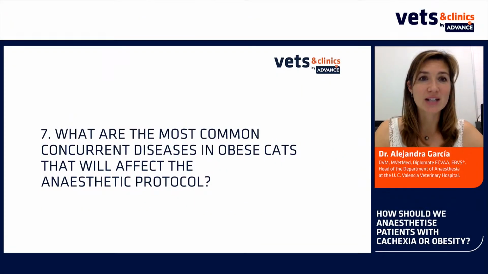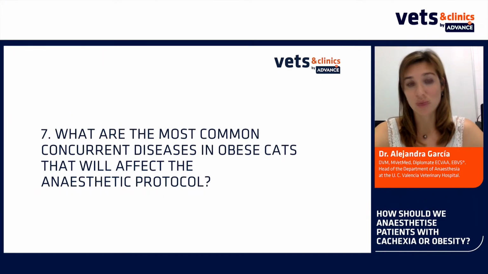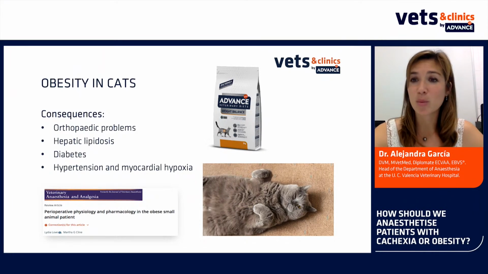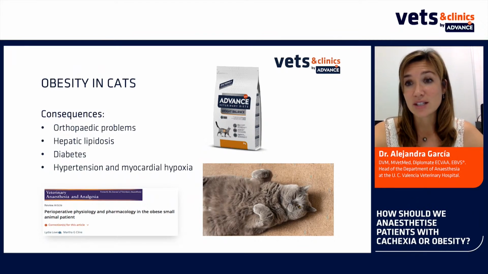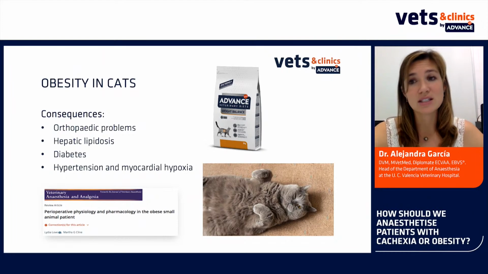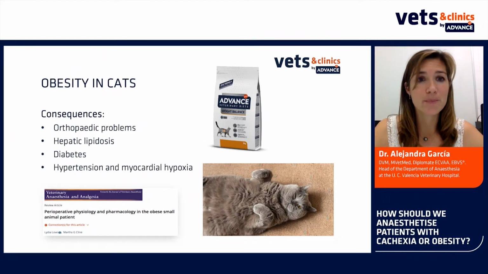So speaking about cats, we have also, of course, obesity in cats, and this is also quite high. The consequences or the other problems that we can get associated with obesity in cats are, again, orthopedic problems, osteoarthritis, and hepatic lipidosis. If we have a really obese cat that is not eating for a few days, then we get hepatic lipidosis quite quickly. We can find diabetes type 2 in cats, and also hypertension and myocardial hypoxia. So obesity in cats is also a quite common problem.